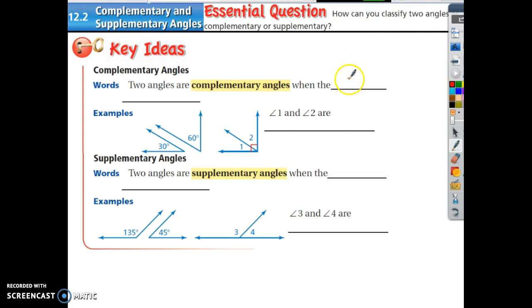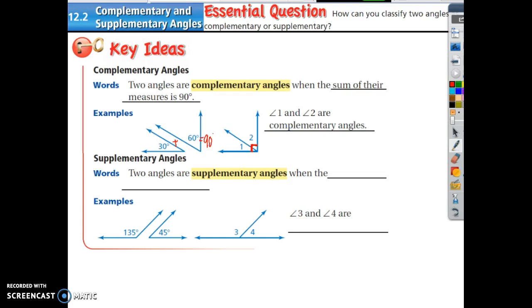Two angles are complementary when the sum of their measures is 90 degrees. For example, if I add 30 and 60 degrees together, I find that they have a sum of 90 degrees, making these two angles complementary. Similarly, if I look at angles 1 and 2, they make together this 90-degree angle. Therefore, they have a sum of 90 and are complementary. So angles 1 and 2 are also complementary angles.